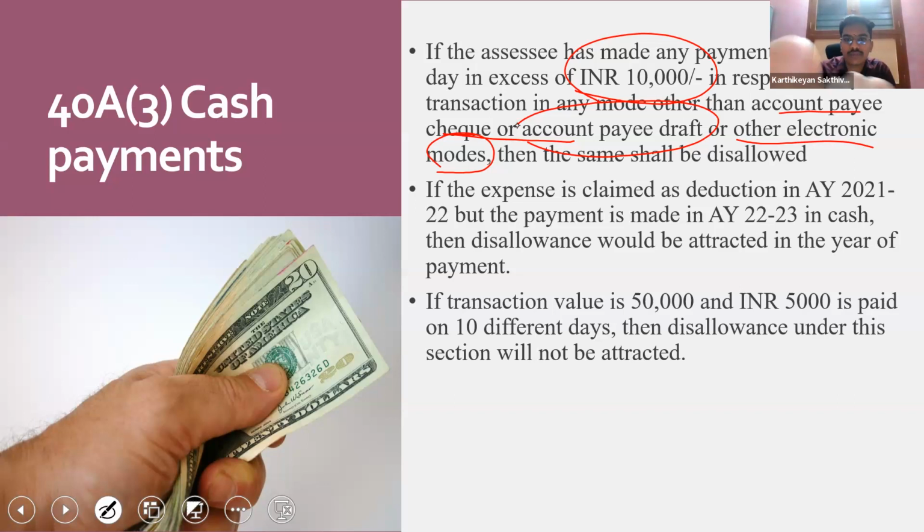So if the assessee has made payment on a single day in excess of 10,000, here it is based on payment basis only. So assume, for example, I just incurred the expense in the current year, and in the current year I did not make the payment. If I make the payment in assessment year 22-23, then in the year in which the payment is made, in that year it can be disallowed to the extent the payment is made in excess of 10,000. Okay? So what we can do is, if the value of the transaction is 50,000, and we pay 5,000 on 10 different days, it is not a problem. You are not going to attract disallowance under section 40A(3).